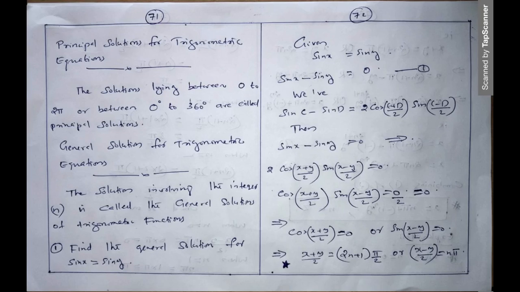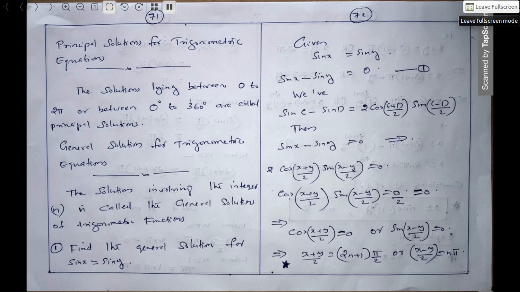Last part of the chapter, trigonometric functions, is being discussed here. Now we are discussing two types of solutions for trigonometric functions. The first one is the general solution and the second one is the principal solution.